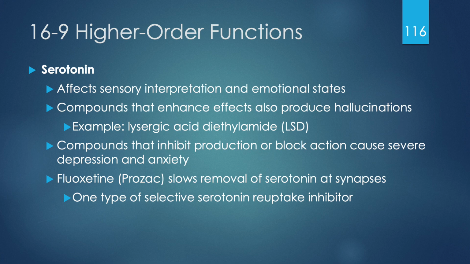A type of drug called an SSRI, or selective serotonin reuptake inhibitor, is a drug that is trying to address this serotonin pathway. What fluoxetine, or Prozac, does is it will slow the removal of serotonin at the synapses, which will effectively cause an increase in serotonin concentration at the postsynaptic membrane. By slowing that down, we're basically increasing the availability of serotonin.